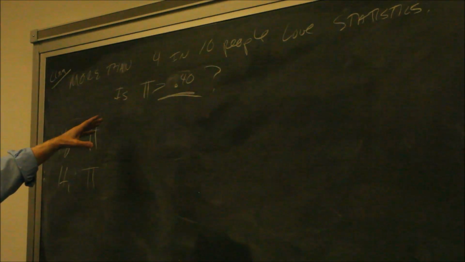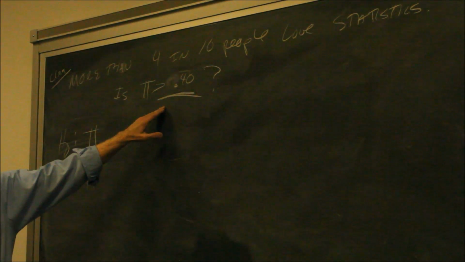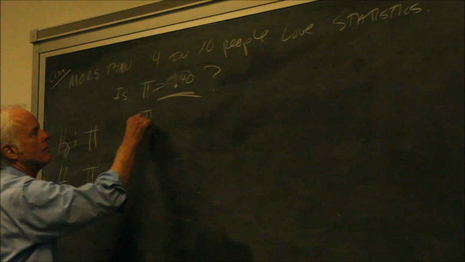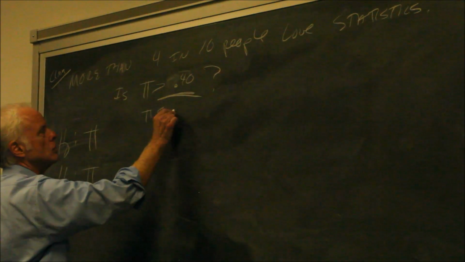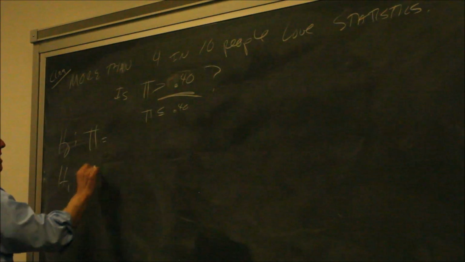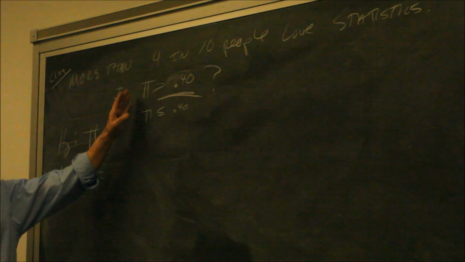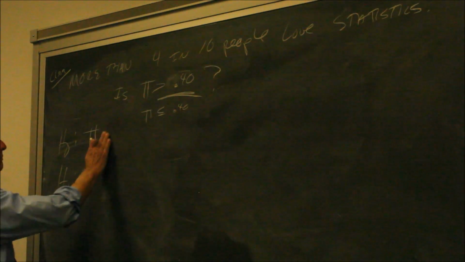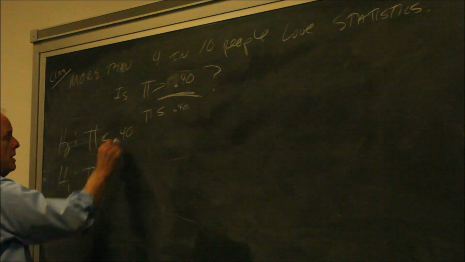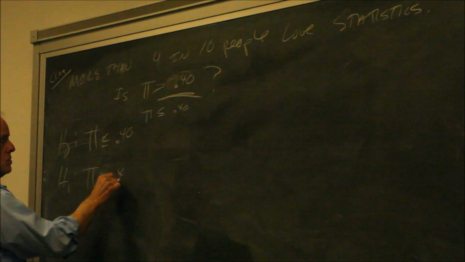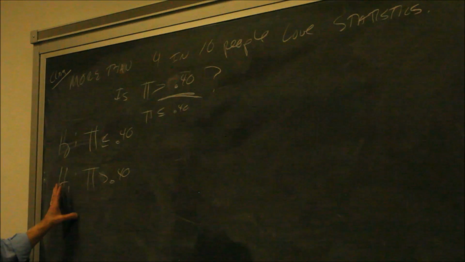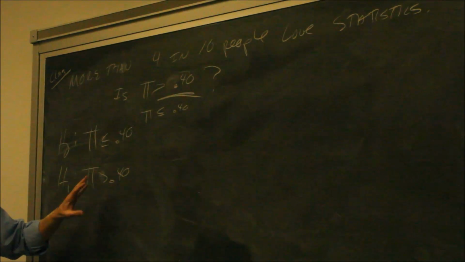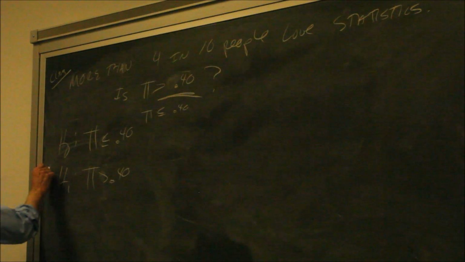So here, we're testing is pi greater than 0.40. And what's the alternate to this? Pi is less than or equal to 0.40. For hypothesis testing purposes, which of these two is H0? It's the second one, less than or equal to 0.40. Therefore our test is actually, this time, in the alternate. Everybody see that? Okay.